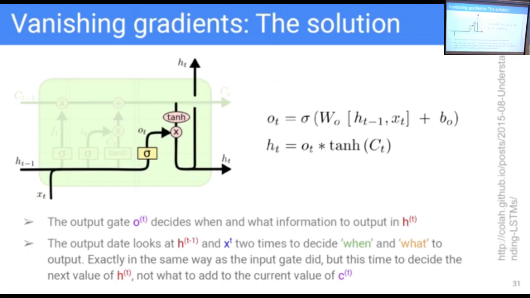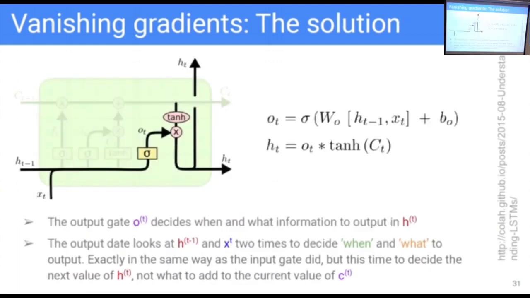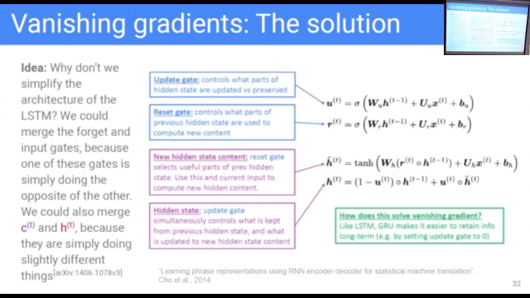Okay. And then you will say, why this very complicated method? Because the whole architecture seems very irregular. Why don't we make it more regular? Well, there are many different alternatives of how to control the access to the memory cell and exactly how to do it. And the other alternative to LSTM that is quite common is what they call the GRU, which is simply a small modification.